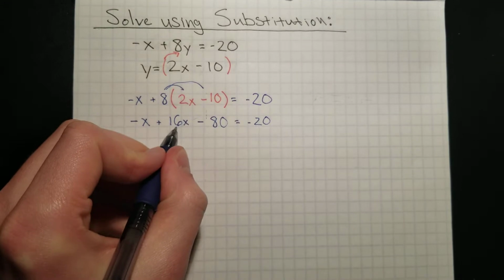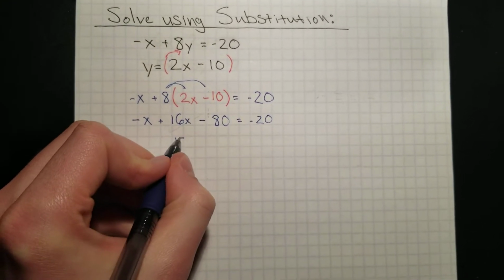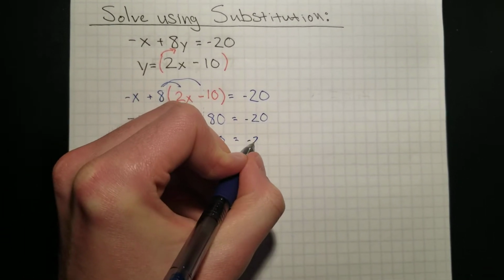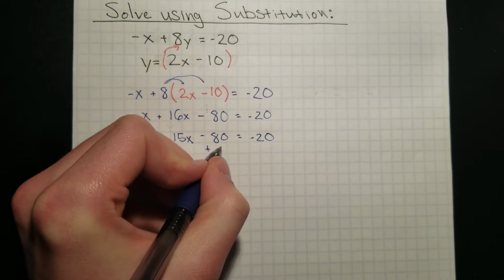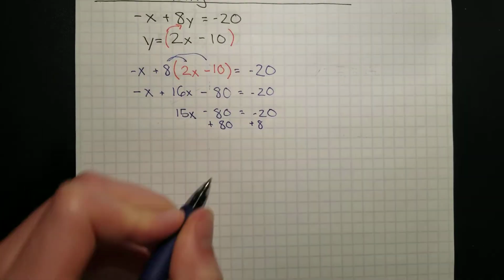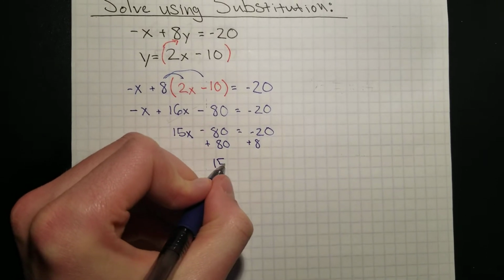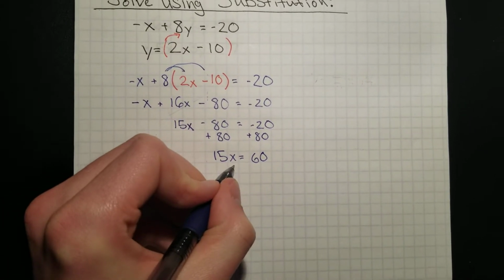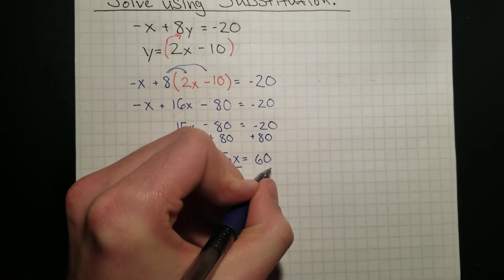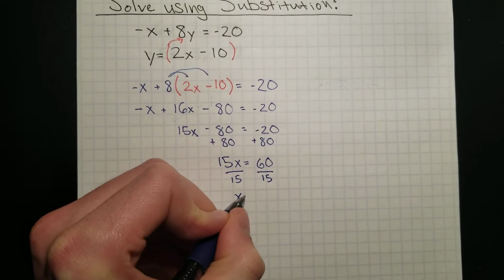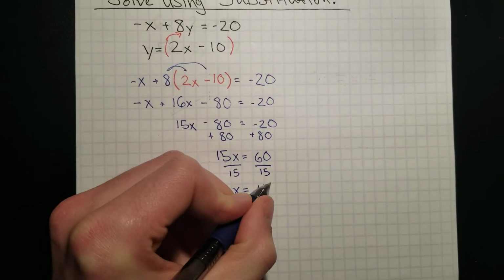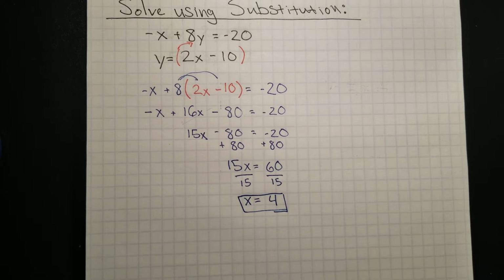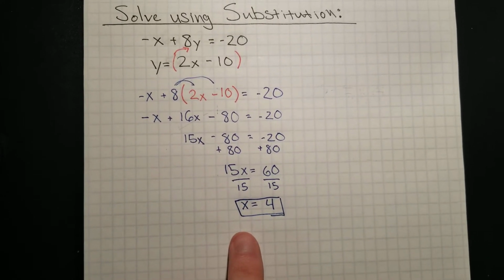Combine like terms, -x plus 16x is positive 15x, because that's -1, minus 80 equals -20. Add 80 to both sides, and we get 15x equals 60. Divide both sides by 15. So x equals 4. Now, that is half of our solution, because we still need to figure out what y is equal to.